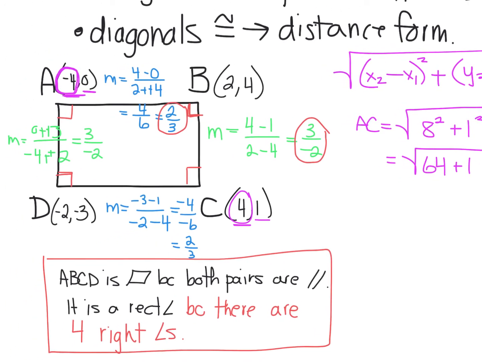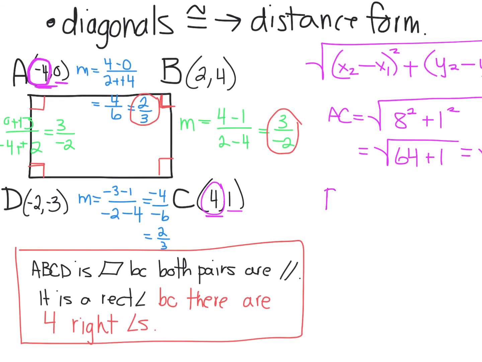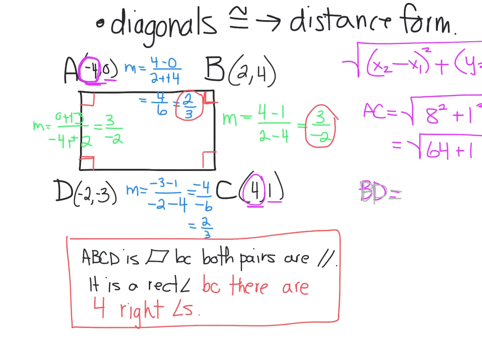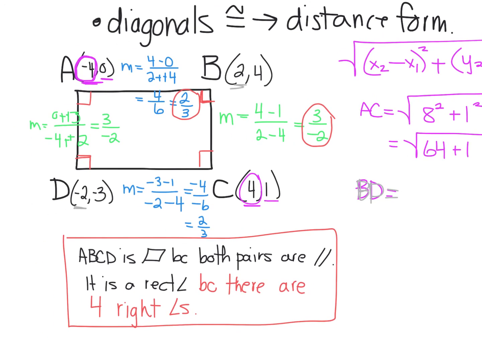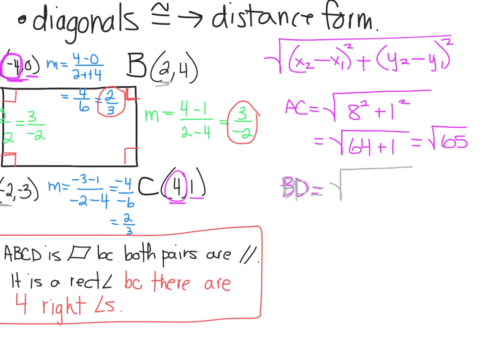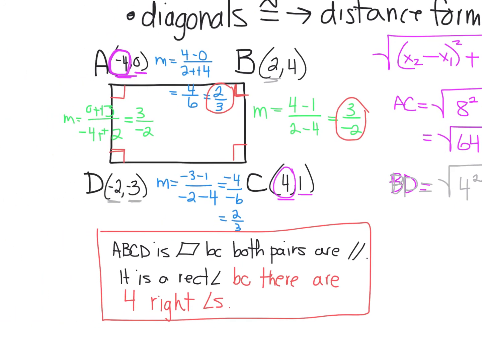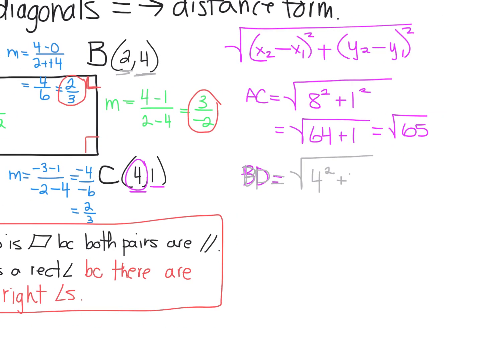Okay, let's do the same thing for B to D. All right, let me pick a new color so we have some variation here. Let's maybe do gray. I should have done this in gray. All right, so BD. How many total units apart are 2 and -2 on a number line? They are 4 units apart, and you square it, plus how far apart are -3 and +4? They are 7 units apart, and we would square it. So what we would get here is the square root of 16 plus 49, which happens to also be the square root of 65.